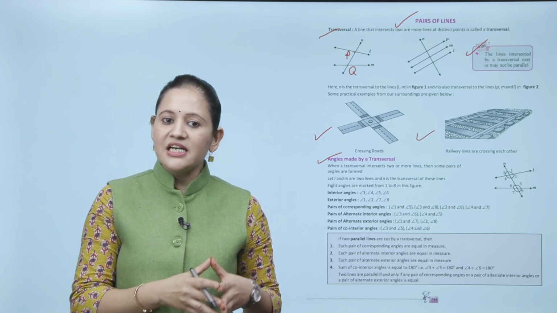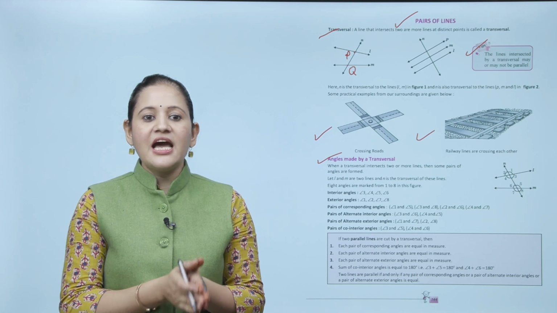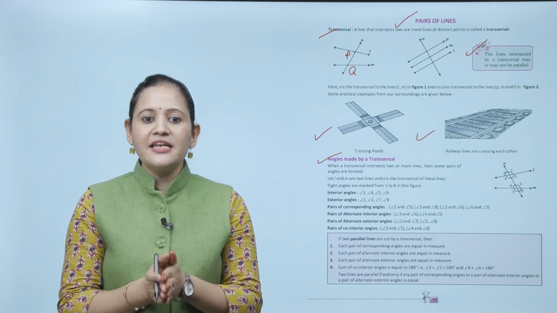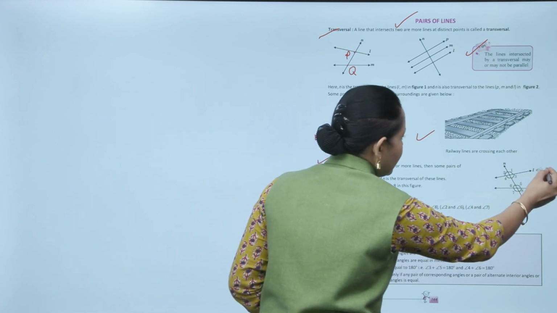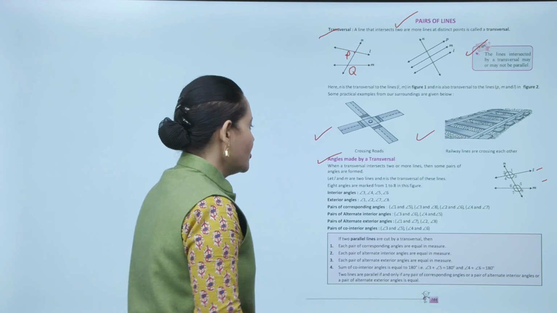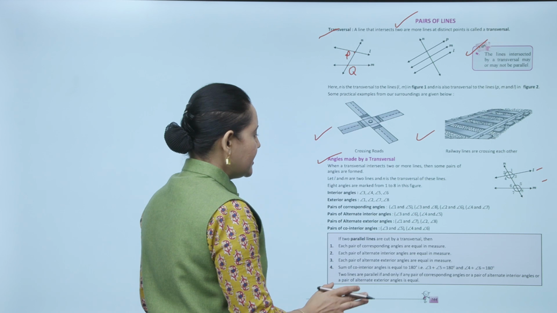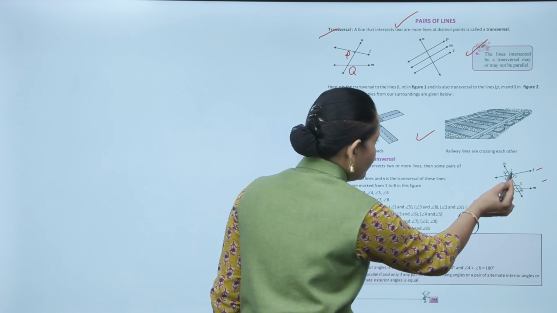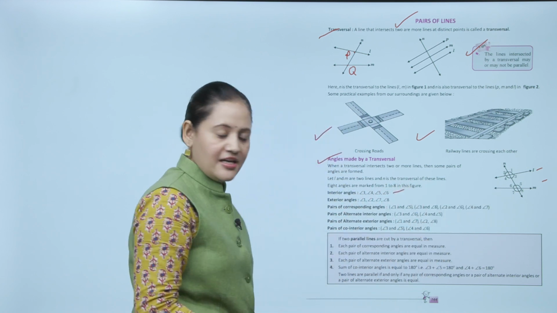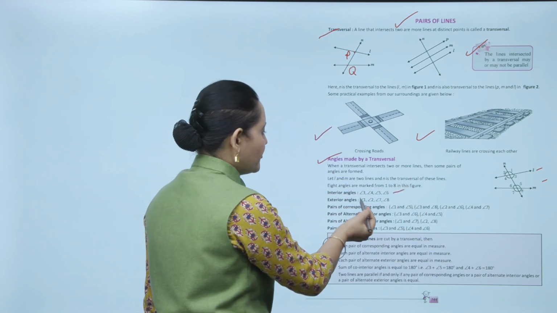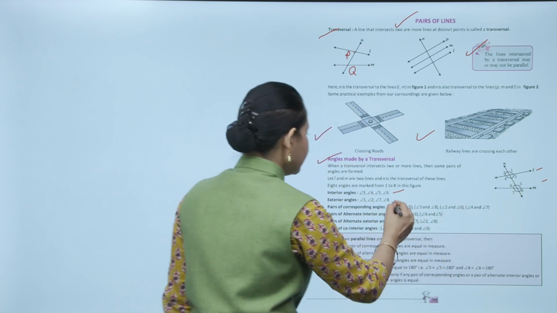When a transversal intersects two or more lines, then some pairs of angles are formed. Let L, M be two lines and N is the transversal of these lines. So 8 angles are marked from 1 to 8 in the figure. Interior means inside, so angles 3, 4, 5 and 6 are interior angles. Clear? Exterior means outside the lines: 1, 2, 7 and 8. They are exterior angles.